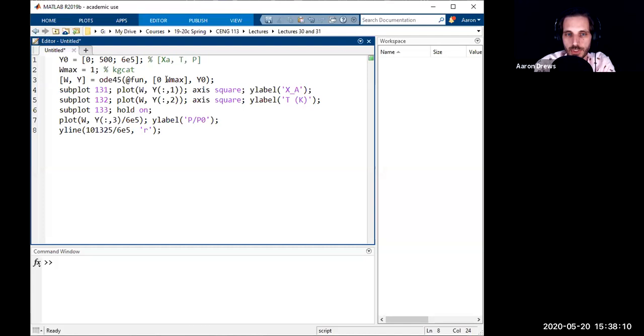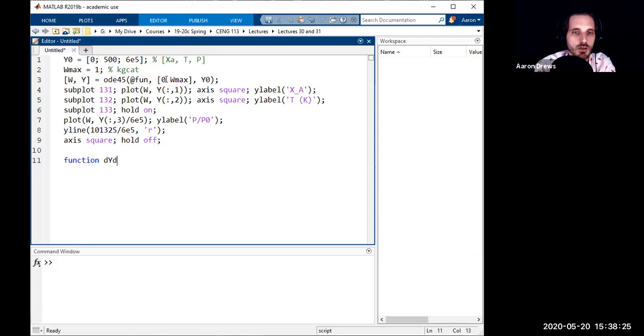And then we'll go ahead and put our axis on and say hold off for that one. Right, so we'll play a little game there with our plots, but we're expecting a plot of conversion, temperature, and pressure. And then we have to write our function down here. So that'll be W and a Y. XA is the first element of Y because that's the way that we had defined it in our initial condition, just like T is the second entry, and that's in units of Kelvin, and P is our third entry, and that'll be in units of pascals.